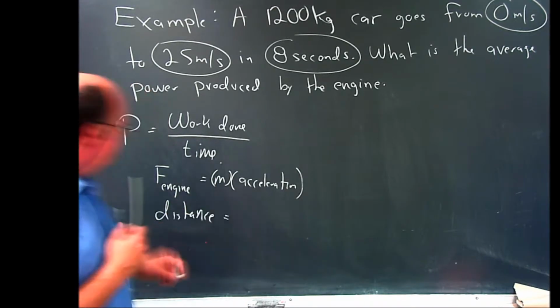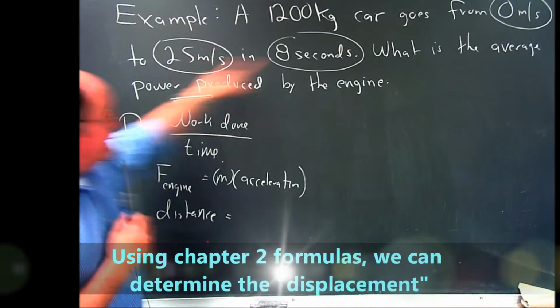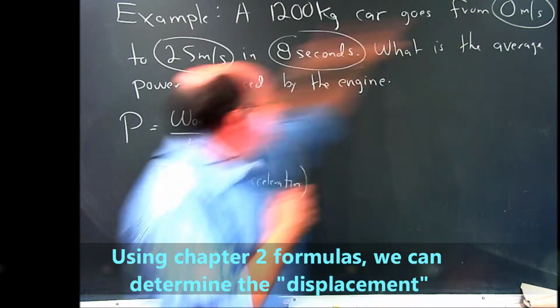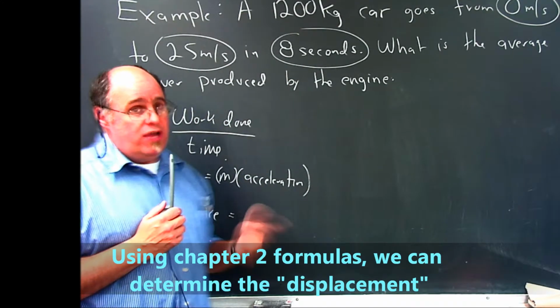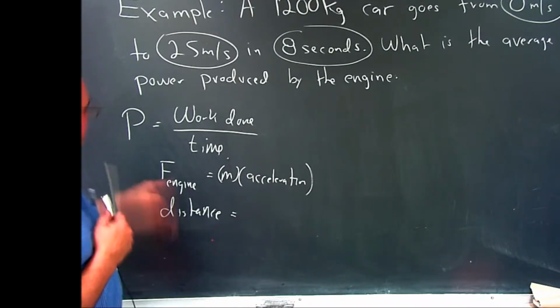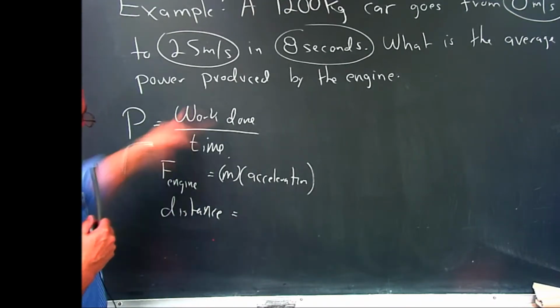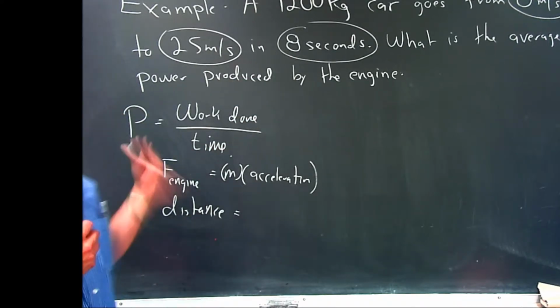Well, in Chapter 2, if you knew 3 things, like if you knew the beginning speed and the final speed and the time, you could plug them into a formula from Chapter 2, and you could come up with the distance. So you can find the distance, and if you took the force of the engine times the distance divided by the time they gave us, you'll come up with the power. So that's one way to do it.